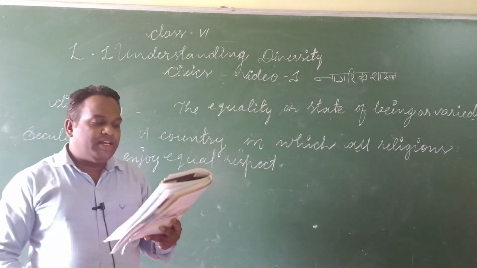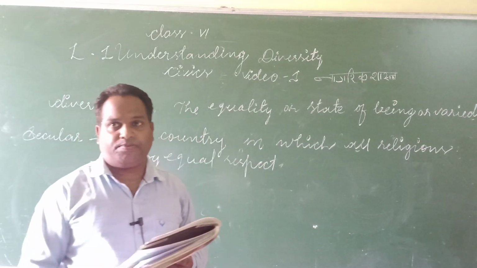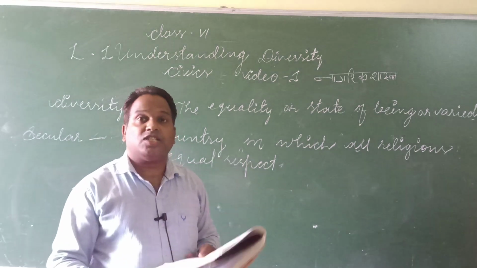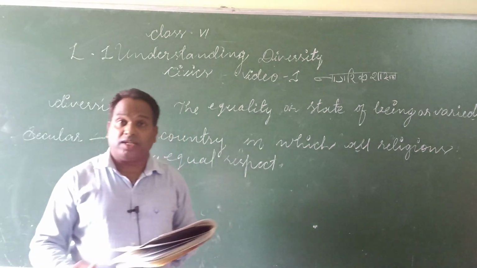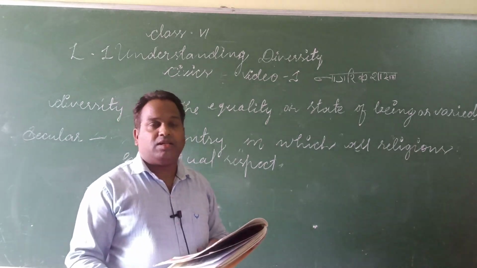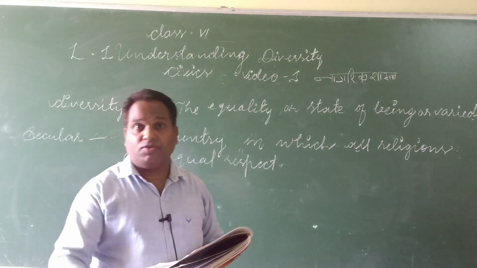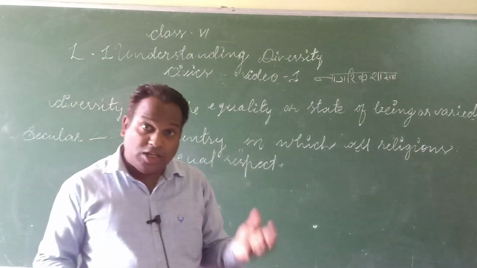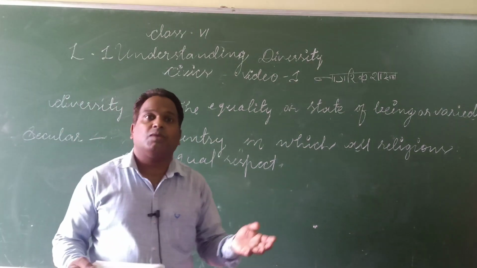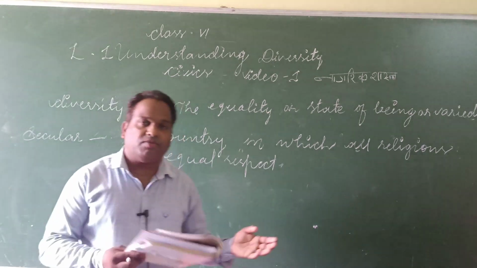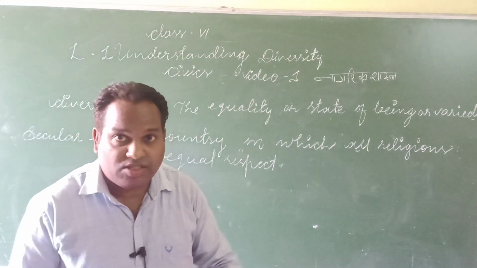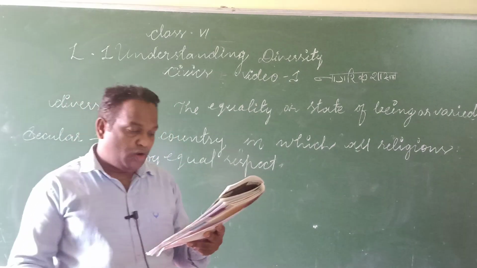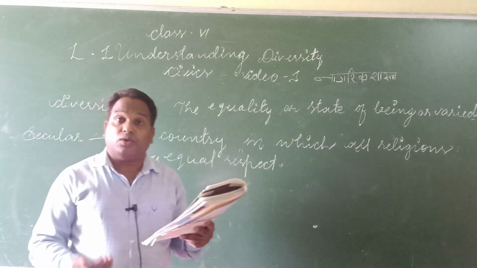Every religion has a particular place of worship where the followers of that religion offer prayers. People of different religions go to different places to pray. For example, Christians go to pray at the church. Muslims pray at the place called the mosque, and Hindus pray at temples. Hindus offer prayer in temples, Muslims in mosques, Christians in churches, and Sikhs in gurudwaras.